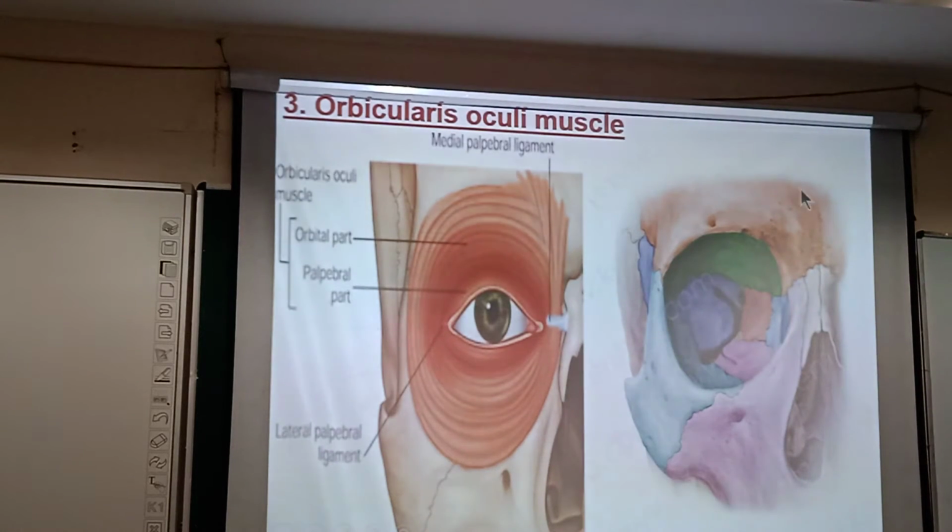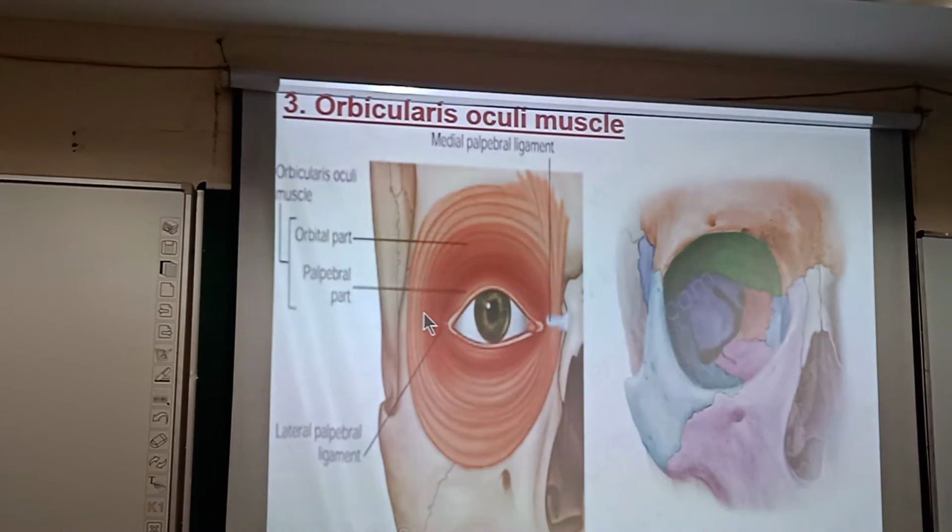And also it takes its origin from the nasal part of the frontal bone. This is dark orange color. This is frontal bone, and this is the nasal process of the frontal bone. And here in purple color, this is maxilla, and this one is frontal process of maxilla. So, from the nasal process of the frontal bone and frontal process of maxilla as well as the medial palpebral ligament, it takes its origin and gets inserted into the lateral palpebral ligament, going superiorly as well as inferiorly.